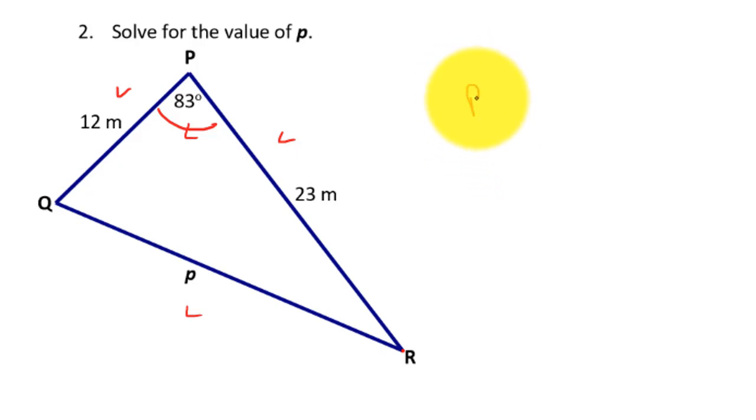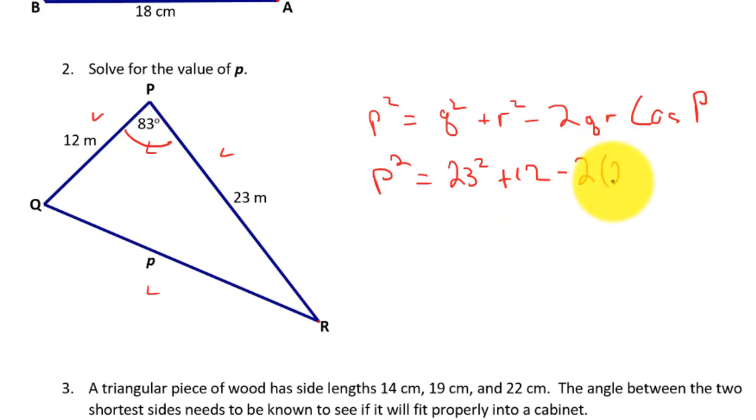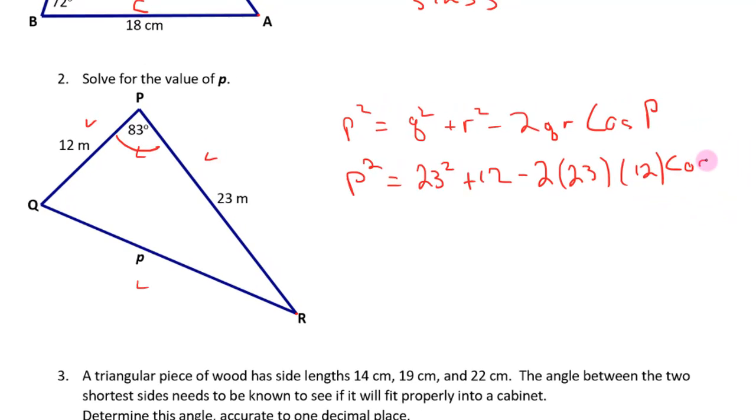We're trying to solve P, so it's going to be P squared equals Q squared plus R squared minus 2QR cosine of P. I'm going to plug in what I know. I'm looking for P squared. Q is 23 and R is 12, minus 2 times 23 times 12 times the cosine of angle P, which is 83. I'm going to get my calculator out and calculate P squared.